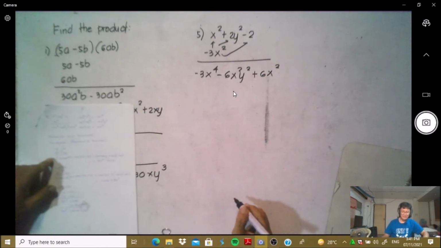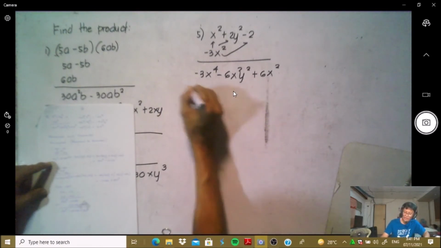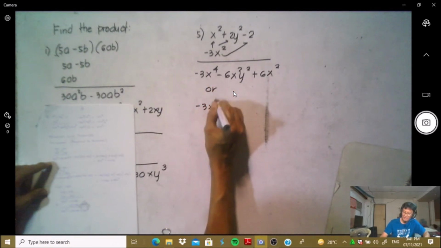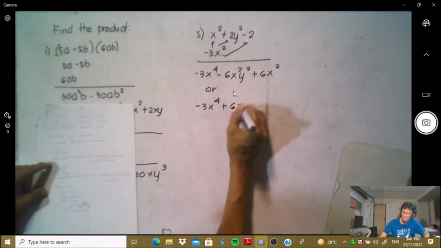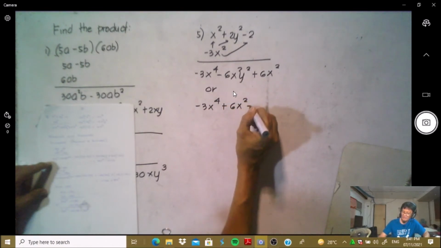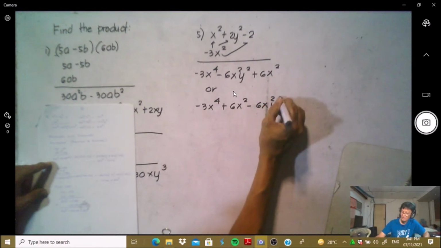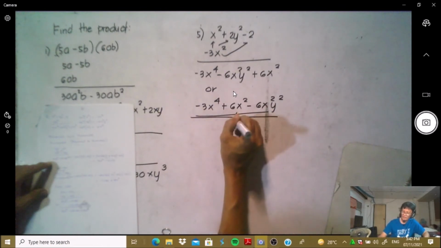So our answer is negative 3x to the 4th minus 6x squared y squared plus 6x squared. But we can rearrange this. We have negative 3x to the fourth. The next will be x squared, so plus 6x squared, then minus 6x squared y squared. This will be our final answer in correct format.